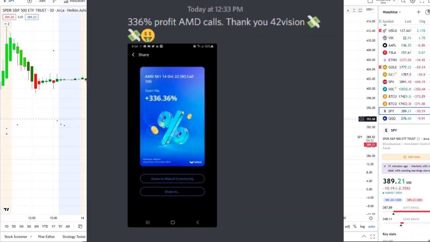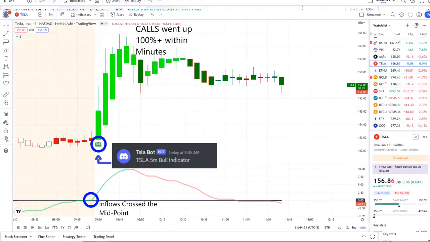So the home run of the day was from our Tesla bot. Our Tesla bot sent out a bull indicator at 9:35 a.m. And from that moment forward, inflows crossed the midpoint to the upside, full strength there on 42 vision, and call options went up 150% plus within minutes, guys.